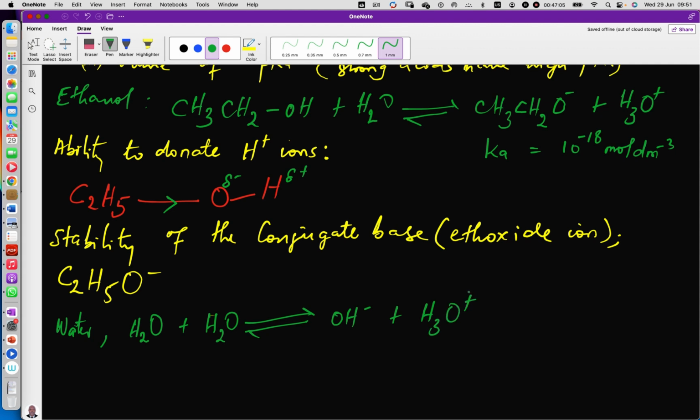Here, with water, you will notice that water has no electron donating group or electron withdrawing group. For that reason, the ability to donate or to accept the proton is the same. So its ability to accept a proton or to donate a proton remains the same.